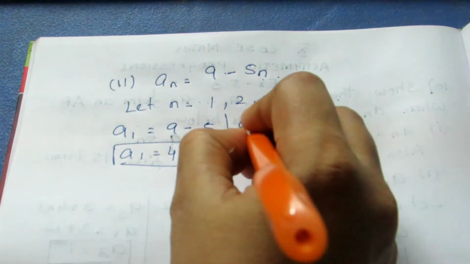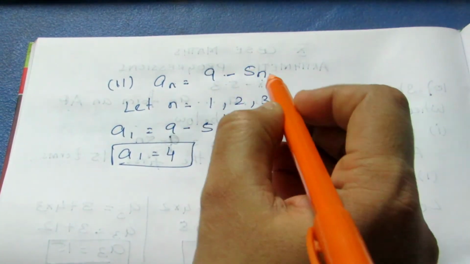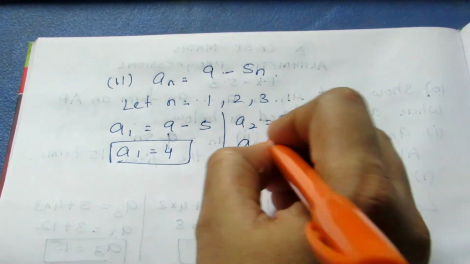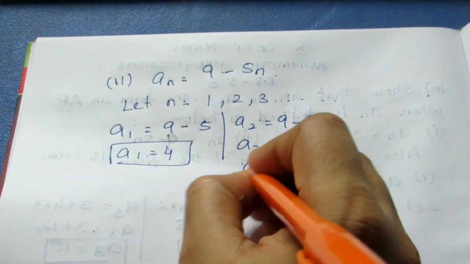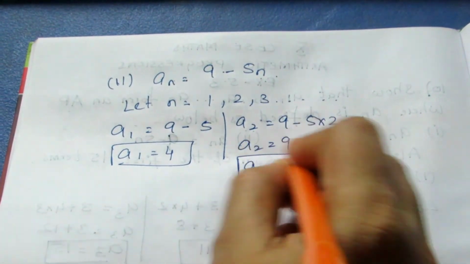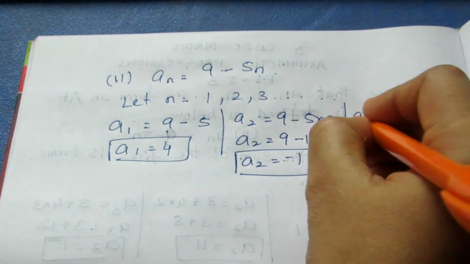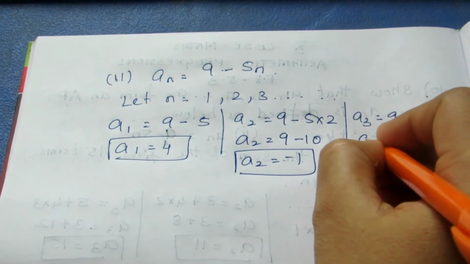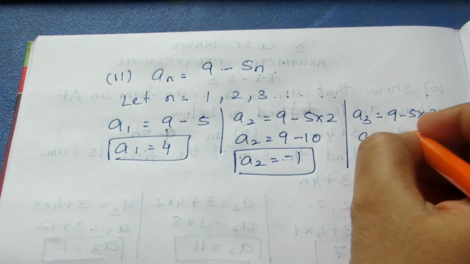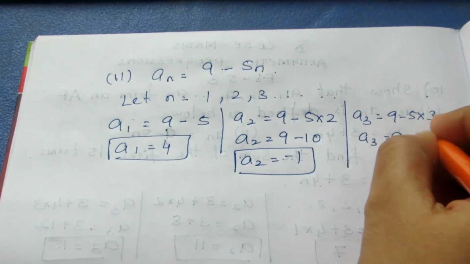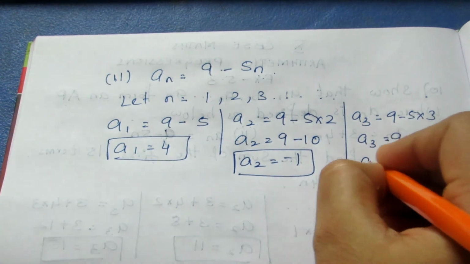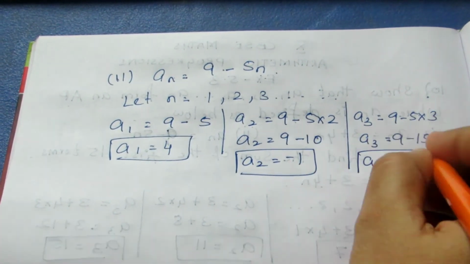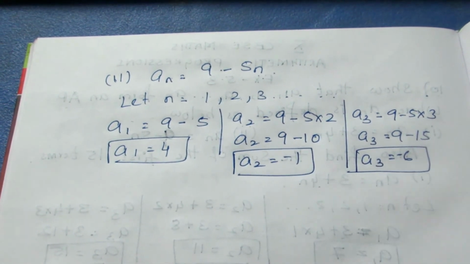Similarly, we will do with a2. I am substituting 2, so I need to substitute 2 here. 9 minus 5 into 2. So a2 equal to 9 minus 10. A2 equal to minus 1. Similarly, we do with a3. 9 minus 5 into 3. A3 equal to 9 minus 15. So a3 becomes minus 6.